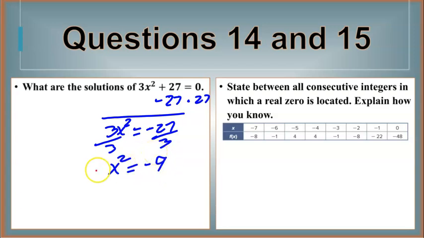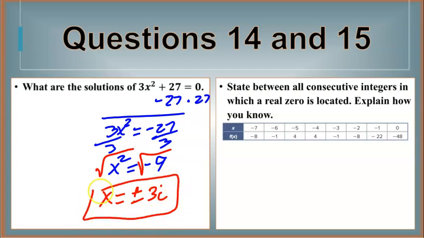To undo a square, I find the square root. And that gives us x equaling a positive and negative. The square root of 9 is 3. And the square root of a negative is i. So it's going to be a positive and negative 3i.